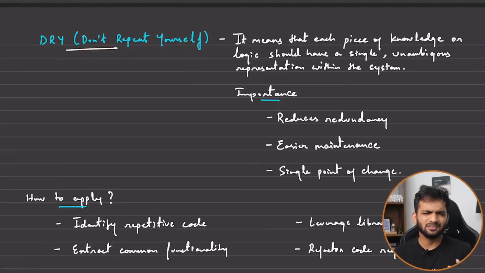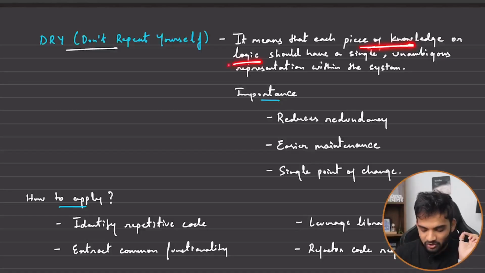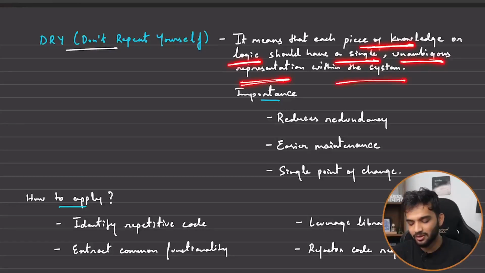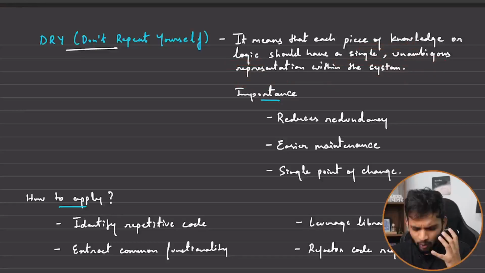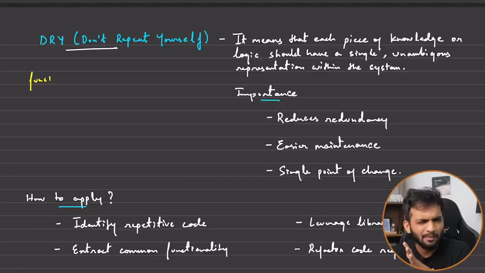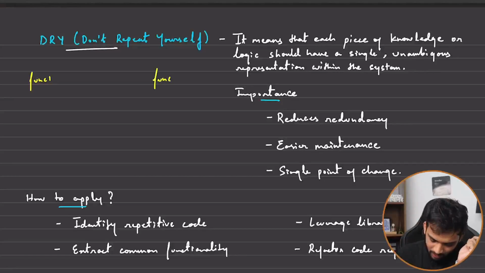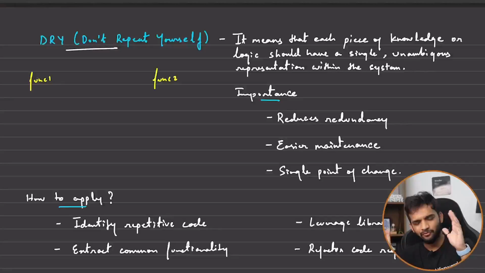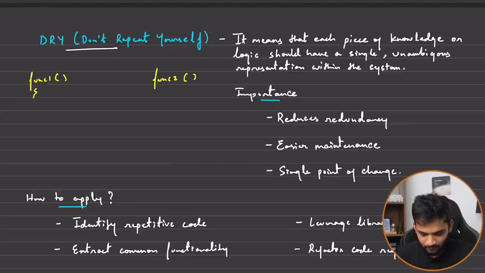I think it explains itself, but still I'll read out the definition. It means that each piece of knowledge or logic should have a single unambiguous representation within the system. What do I mean by that? Imagine you're writing code, right? And you have a function 1 at some package. You also have a function 2 at some package, directory, folder, whatever you want to call it. And inside both of the functions, you're writing a logic that is the same.